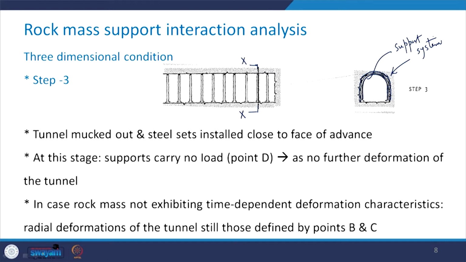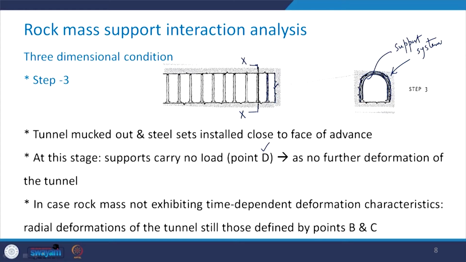So what has been done in this step 3 is that the tunnel has been mucked out and the steel sets are installed close to the face of advance. So this is the face of advance and the steel sets are provided close to this face of advance. Now at this stage the supports will not carry any load. So this will be represented by point D in the corresponding figure. I will take you there in a short while.